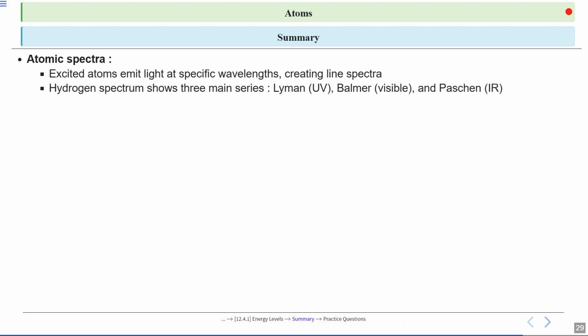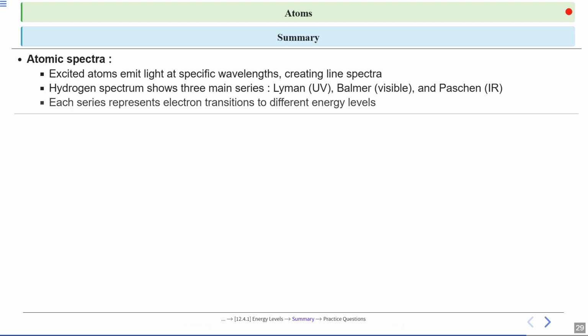Let's focus on hydrogen as an example. The hydrogen spectrum is famous for having three main series of lines: the Lyman series in the ultraviolet region, the Balmer series in the visible region, and the Paschen series in the infrared region. Two other series are also there, the Brackett series and the Pfund series. Each series appears in a different part of the electromagnetic spectrum. Each of these series represents electrons transitioning between specific energy levels in the atom. For example, the Balmer series happens when an electron falls to the second energy level, while the Lyman series involves transitions to the first energy level from the higher energy levels.